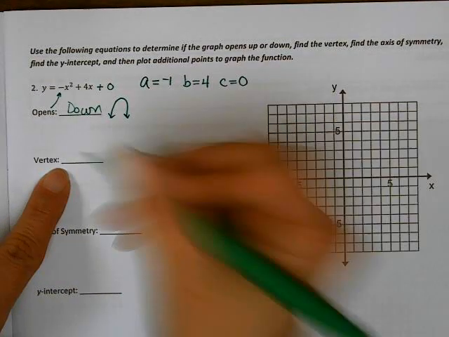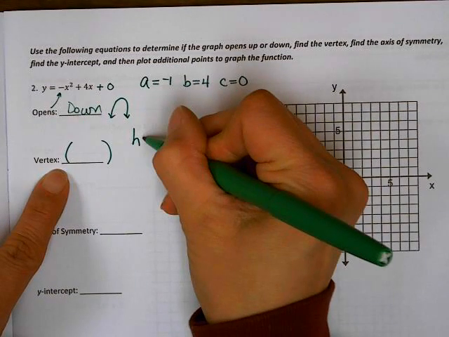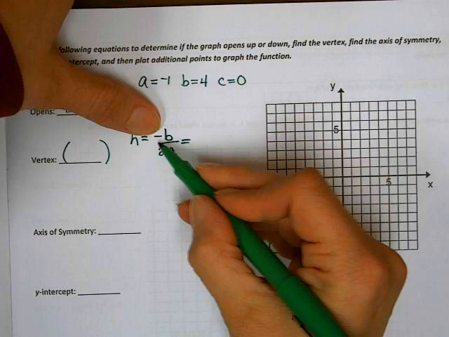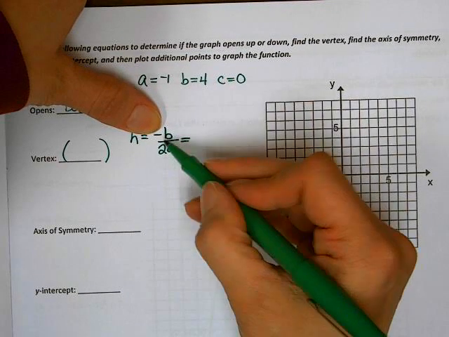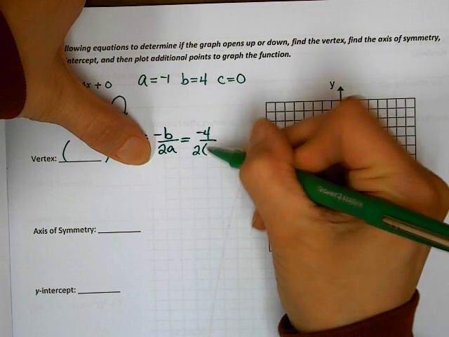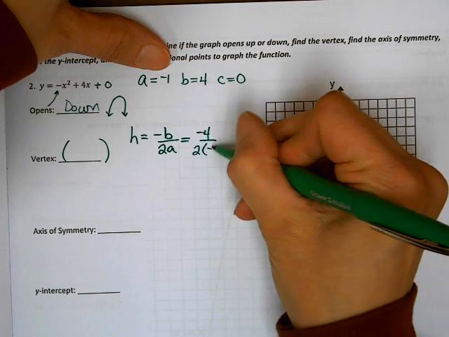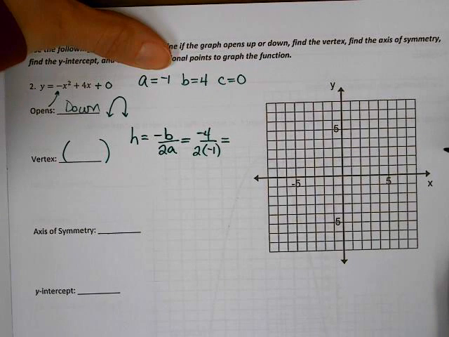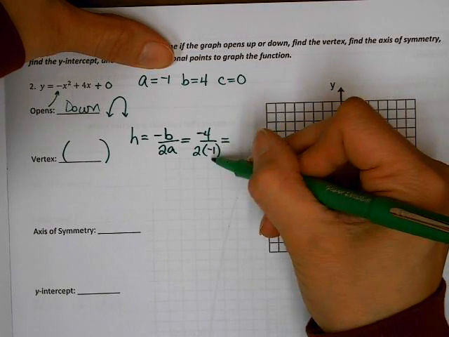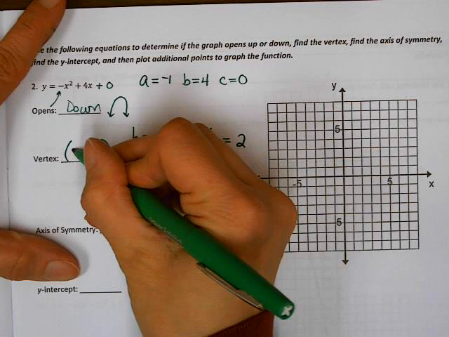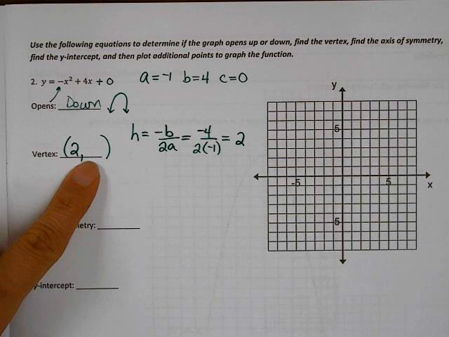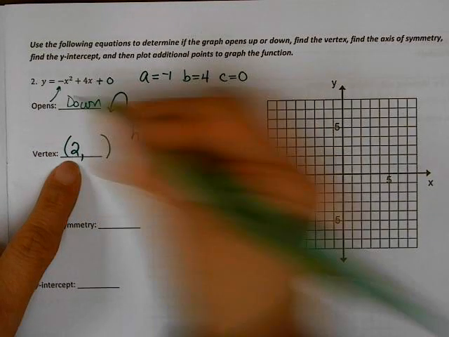To find the vertex, I have to do that new h formula: -b over 2a. What's the opposite of b? It's going to be -b, -4. And then divide by 2 times the a number, which is -1. So please calculate the h. Negative divided by negative is positive. So our vertex is at 2 comma something. How do we find the y value? You just plug in this x value.